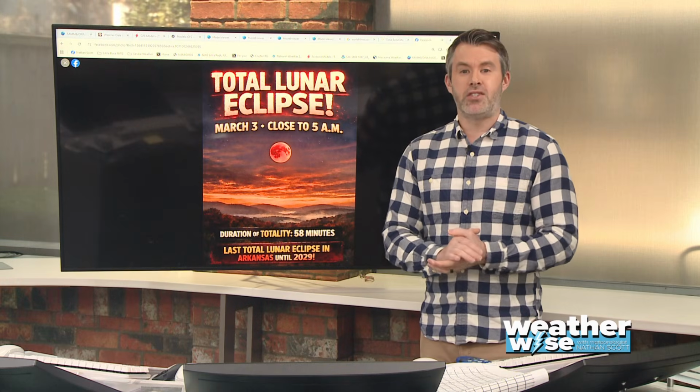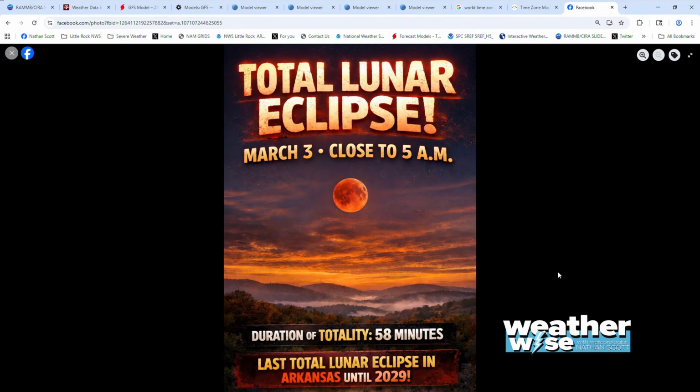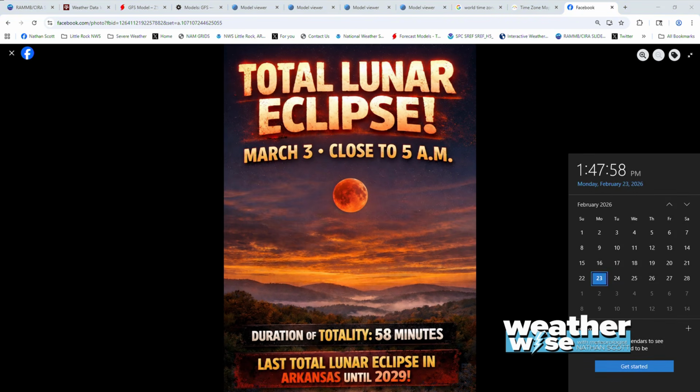March 3rd, set your alarm to get up early in the morning because the moon will be going through a lunar eclipse. It's a total lunar eclipse of the moon, and we get to see it here in Arkansas. Now, you have to set your alarm right around 4:30. Totality of this happens close to 5 o'clock in the morning. That's March 3rd. That's Tuesday morning that you want to go ahead and set your alarm. And this is going to be the last eclipse of the moon that we will be able to see here in North America until 2029.